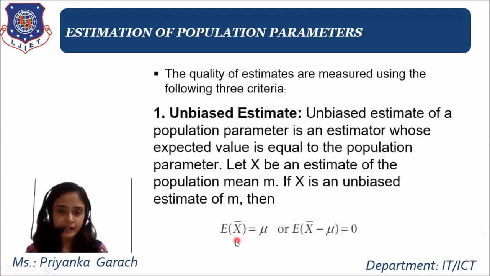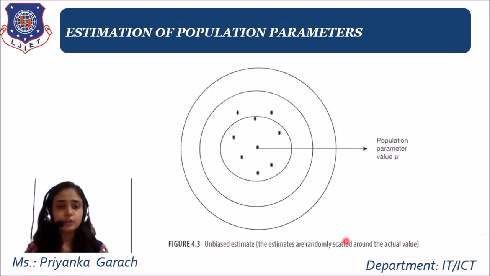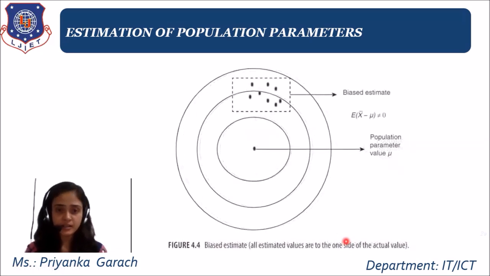So I can write that if x bar is an unbiased estimate of mu, then E of x bar equals mu, where mu is my population parameter. So I can write E of x bar minus mu equals 0 for the unbiased estimate. Now you have the question, what is the biased estimate?